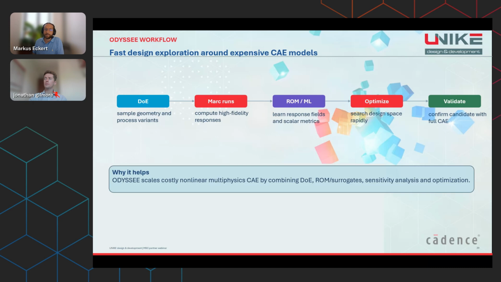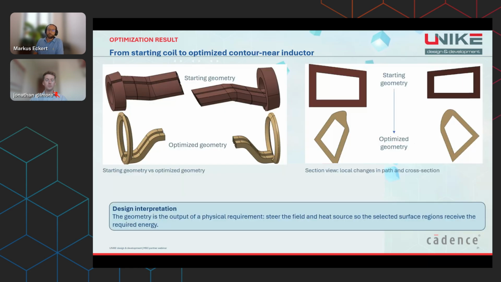This allows us to analyze sensitivities. Which parameter drives the target temperature? Which one influences coil self-heating? And which boundary conditions are critical? The optimization can then search the design space much faster. The final candidate, however, is validated again with the full CAE model. That is essential. The surrogate accelerates the search, but it does not replace the final physical confirmation.